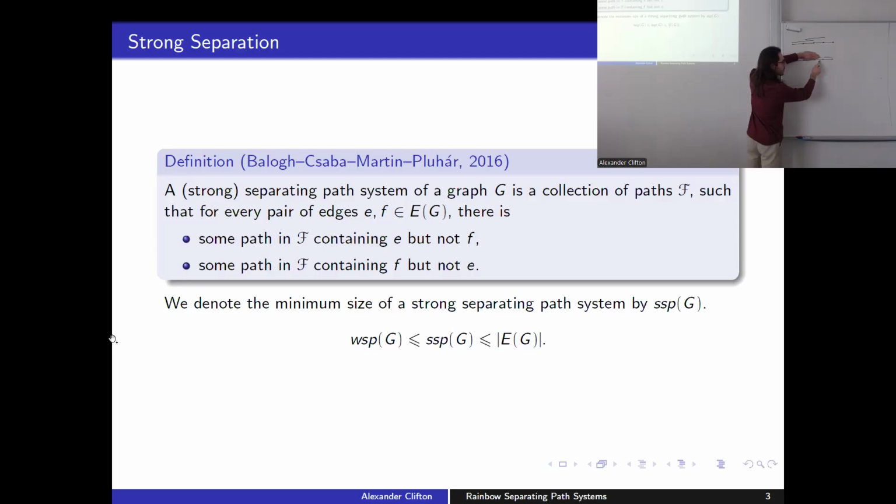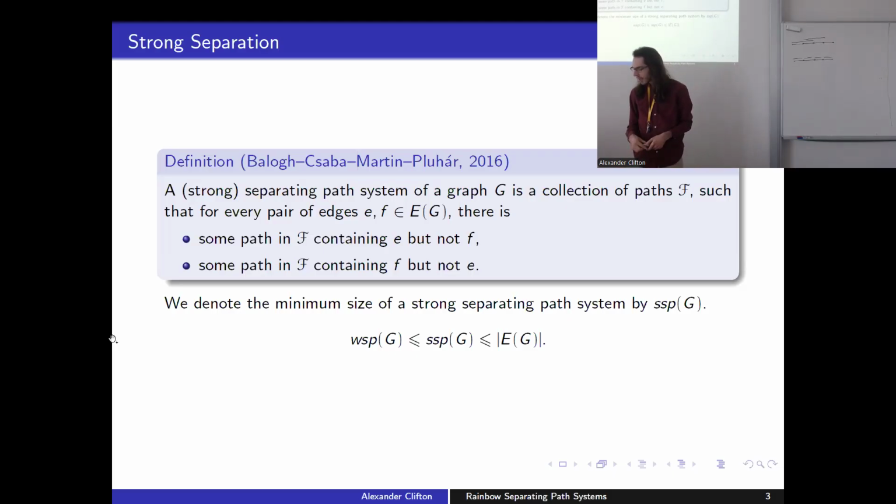The only way to do it is to have a path that uses this but not this, which must be a singleton path. Well then, how do you separate this one from this one? I need some other path that is either this or this, and then by induction, you see that every time I have a new edge, I need a new path. So the 4 that I've given you here is the best that you're going to get.